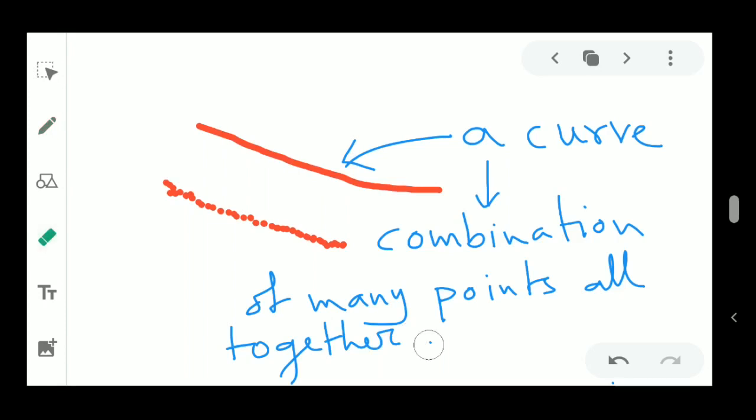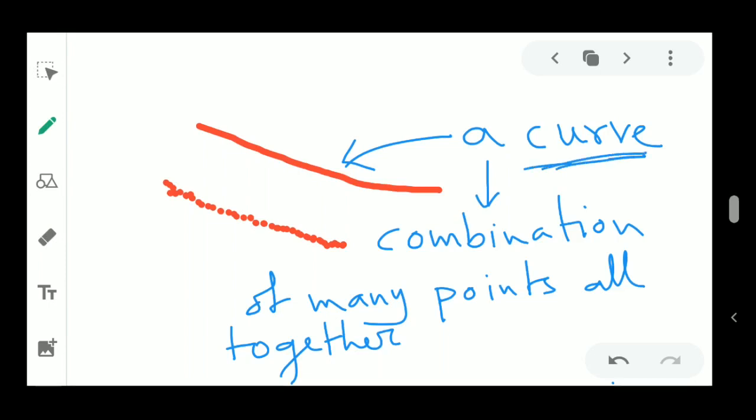We have learned about a point and a curve. So what is a curve? When so many points are adjacent, like one point and another point together, they form something which looks like this. This is called a curve.